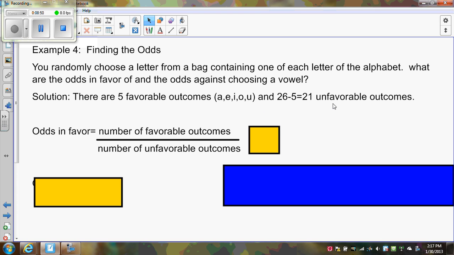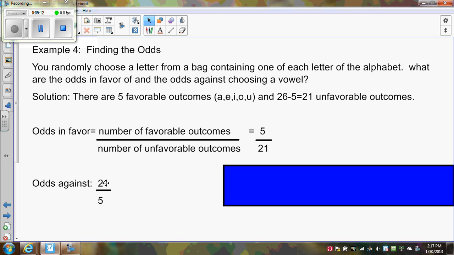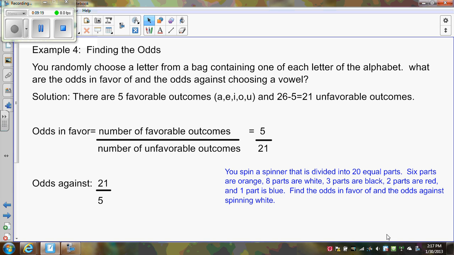And then to find out how many unfavorable, there's 26 letters in the alphabet, minus 5, leaves us with 21 consonants. So for the odds in favor, it's the number of favorable outcomes divided by the number of unfavorable. So it's going to be 5 over 21. So when you add these two together, they should equal the total number of possible outcomes. For the odds against, it's the number of unfavorable divided by the number of favorable. So 21 over 5. So give this one a try, and that will end this lesson.